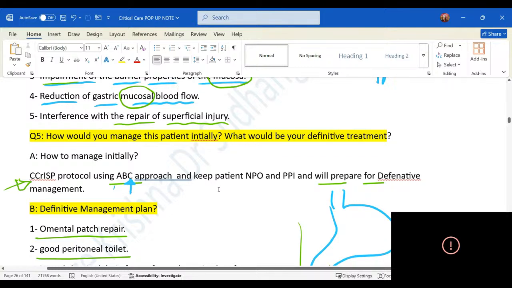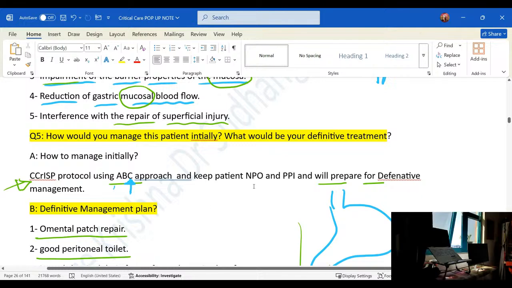Resuscitation using the ABC approach, keeping the patient NPO and giving PPI, and preparing for definitive management. Keeping the patient NPO because of the perforation, of course. In the previous case there was ongoing bleeding.